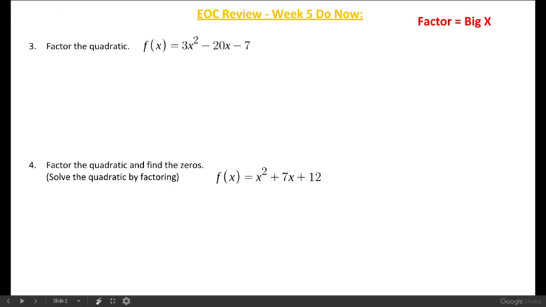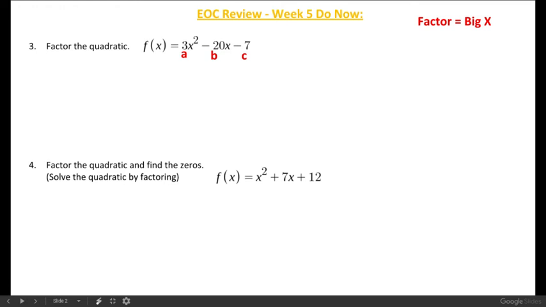So the very first thing that we have to do before anything is identify what numbers are A, B, and C, right? So remember, A, B, and C are only numbers, and you have to be careful with the signs. So when we look at our function here, A is 3 because it's with the x squared. B is negative 20 because it's with the single x in the middle. And C is negative 7 because it's the constant whole number at the end.